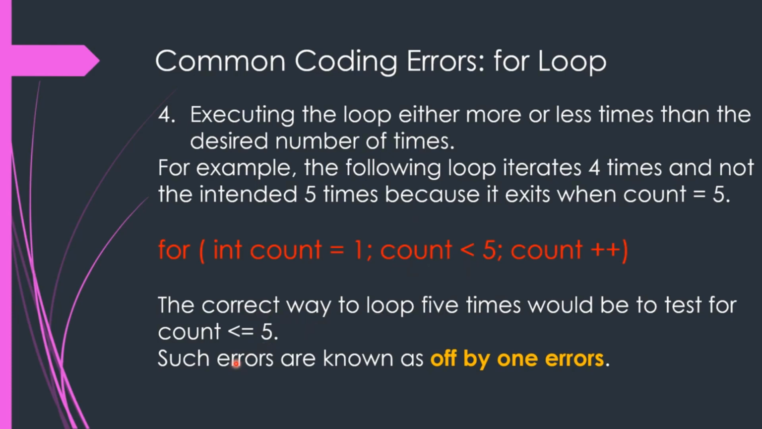Now, what are such errors called? Such errors are known as off by one errors. So, which errors are known as off by one errors? The errors that occur when we execute the loop and it does not execute the same number of times as we wanted, meaning it is not executing the same as we desired. So these errors are known as off by one errors.